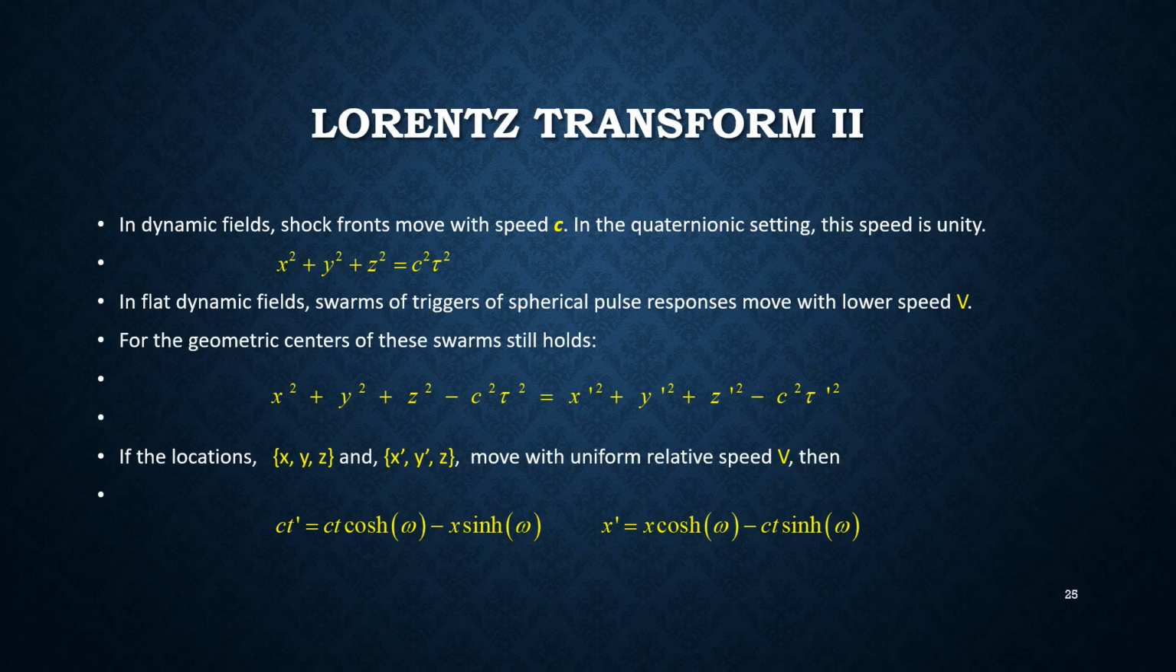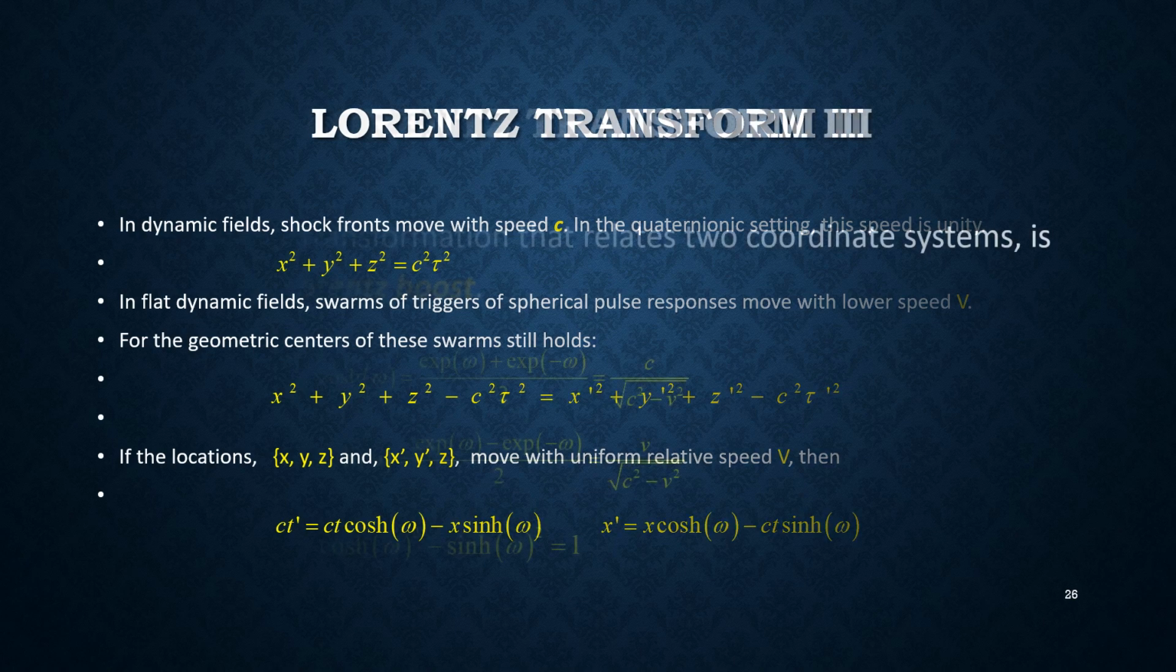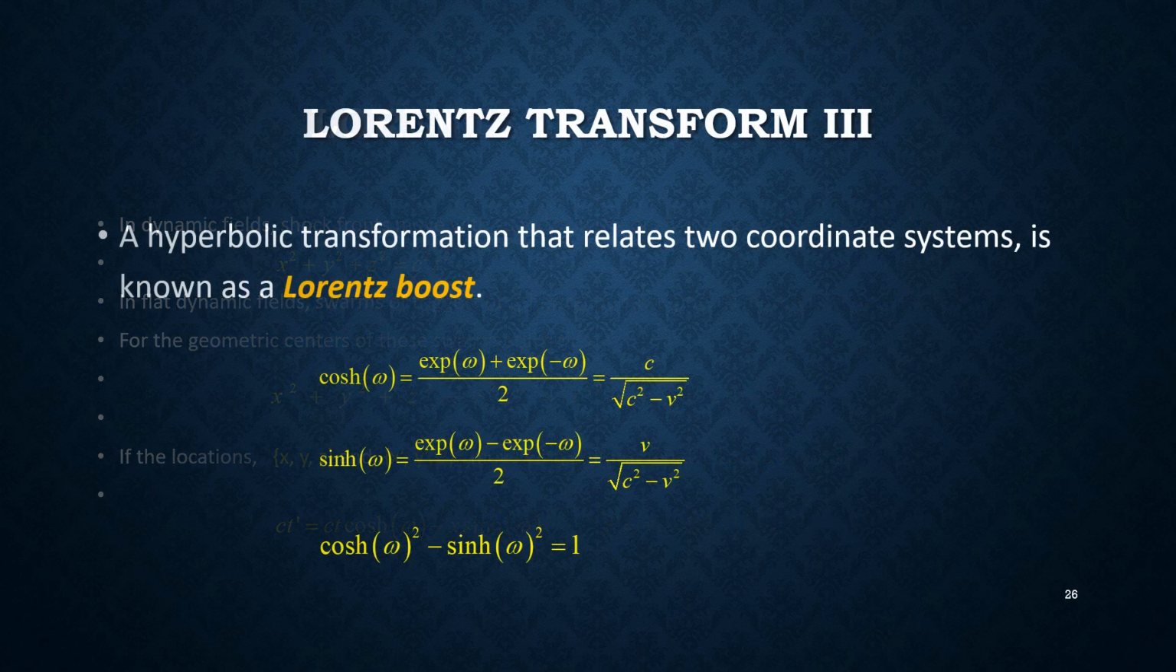If the locations x, y, z, and x accent, y accent, z accent, move with uniform relative speed v, then a hyperbolic transformation that relates two coordinate systems is known as a Lorentz boost.